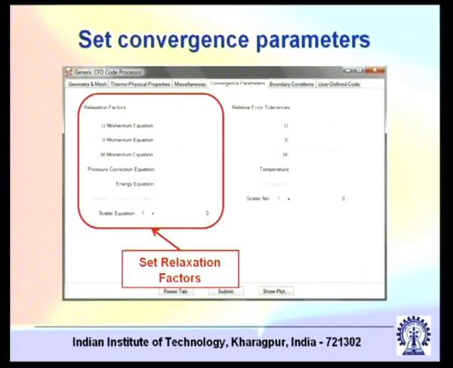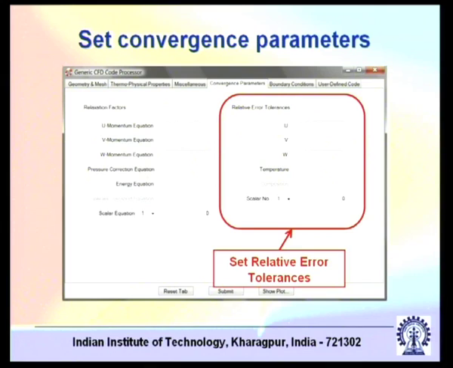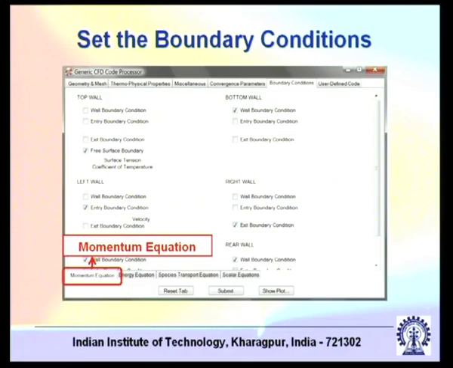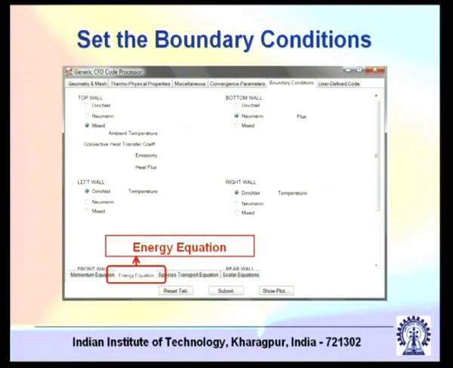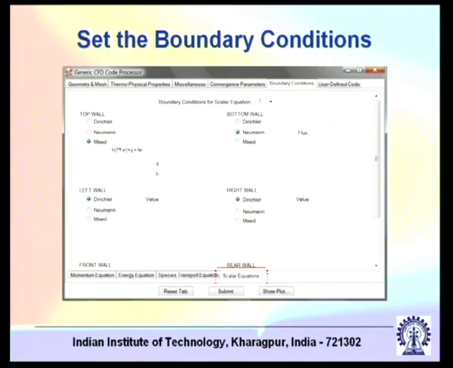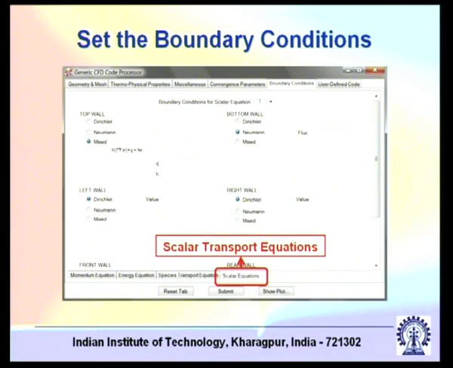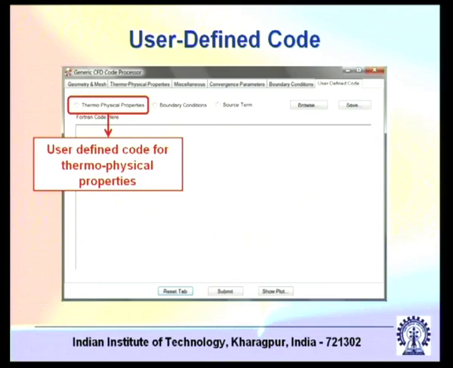Then set convergence parameters, so convergence criterion and the relaxation factors, and for the convergence criteria you can use the relative error tolerance. We have already discussed why we generally prefer relative error as a criterion for convergence rather than absolute error. Then set the boundary conditions. So you can use different types of boundary conditions, for example momentum equation, then energy equation. So you can have boundary conditions for different equations, species transport equation, and for any other generic scalar equations. So for each type of equations you can use different boundary conditions. We will go into the boundary conditions in more detail through 1 or 2 examples that we will see later on.